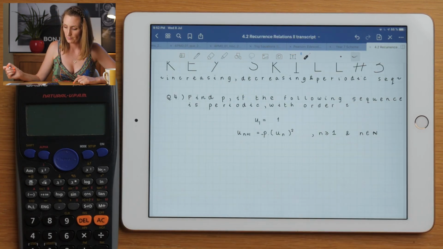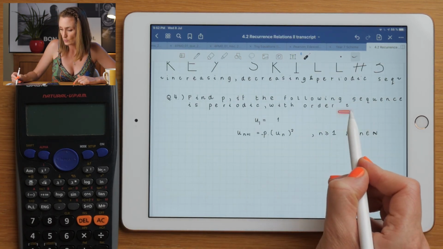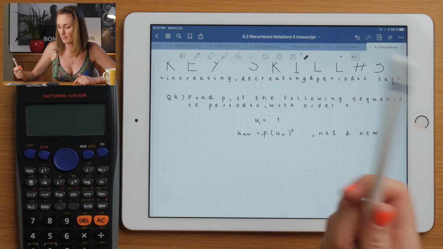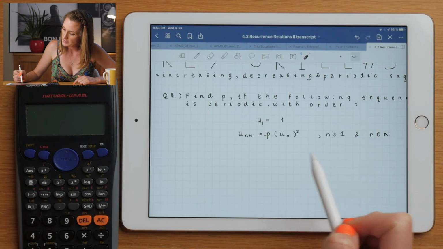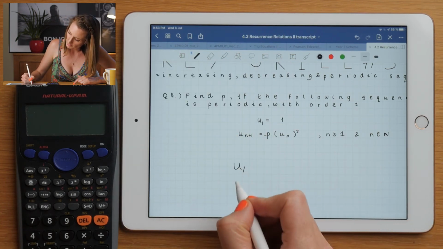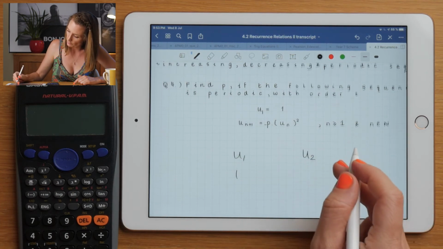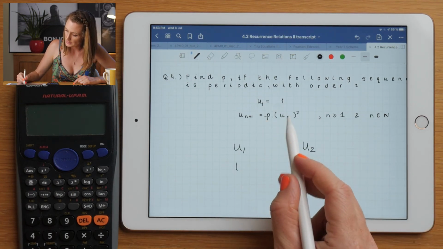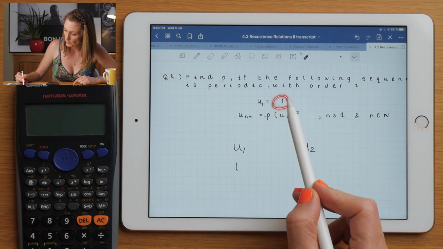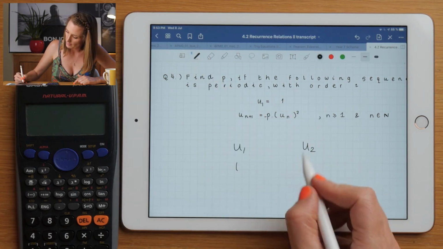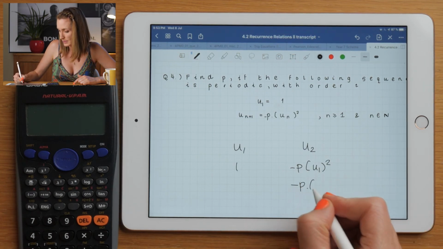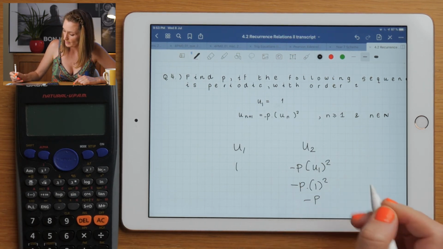This is the last one. We're told that the sequence has order 2, which means that every second one will have the same answer. So it asks us to find P. So we know that U1 is 1, U2 would be minus P times the previous one squared. So in this case, the previous one squared would be 1. So it'd be minus P times U1 squared. So minus P times 1 squared would be minus P.